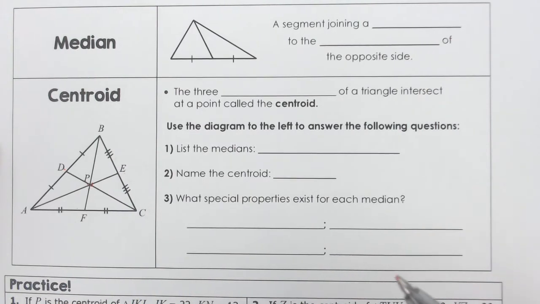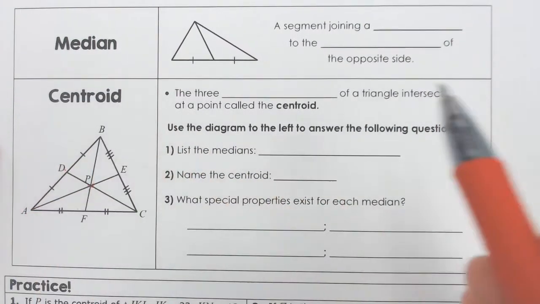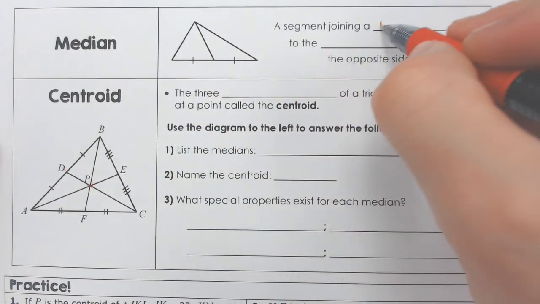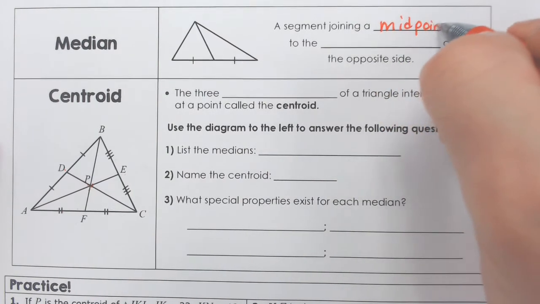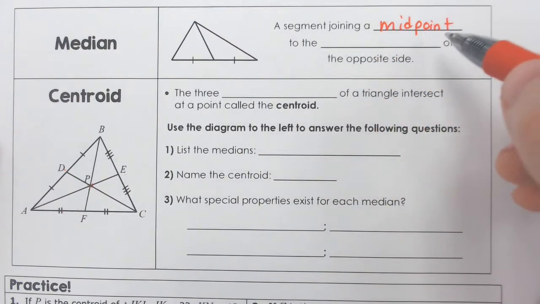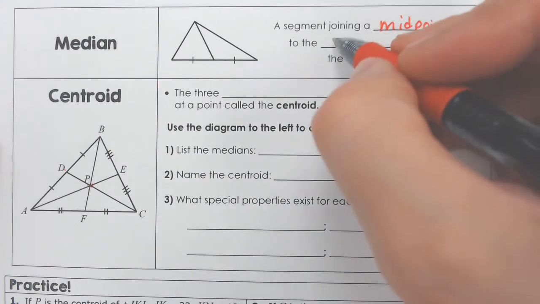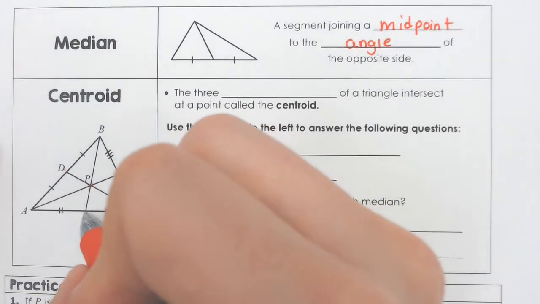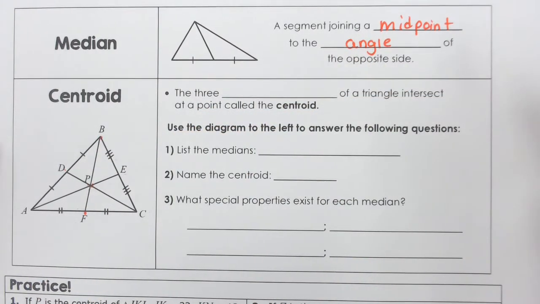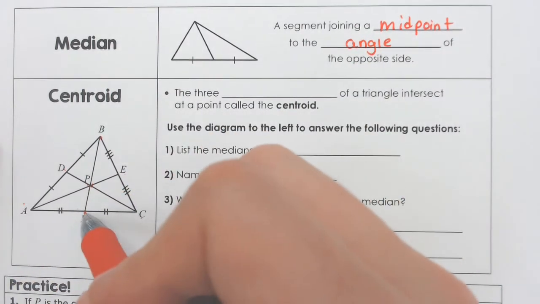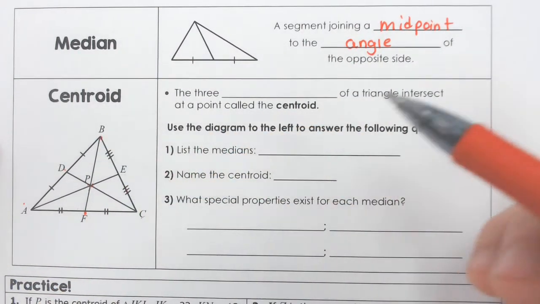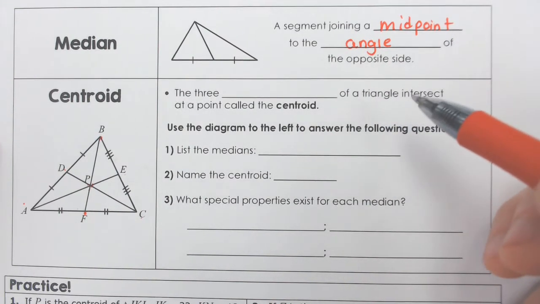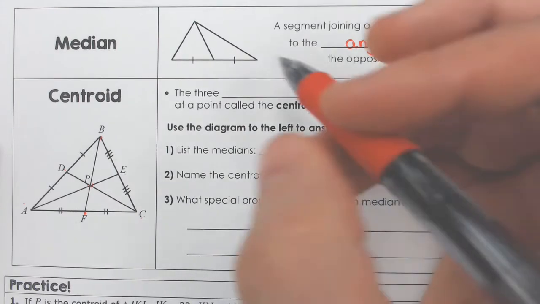And that is because the centroid is formed from the medians of every side of the triangle. The median is formed by taking the midpoint of the side and going directly to the angle on the opposite side. So we found the middle, and then we go straight up to the corner on the opposite side, and we get the median. If you take the three medians of the triangle, you will get the centroid.